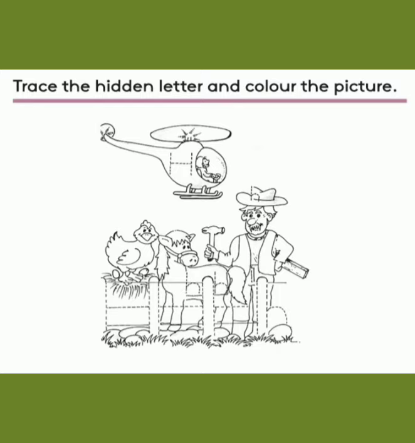Okay, you have to find out the hidden letter, probably the letter H, right? You have to find out capital H as well as simple H. I can see so many capital H and simple H hidden inside this picture. Children, you have to find them out and you have to trace them. First you have to trace the letters through the dotted lines. Then you have to color the entire picture.